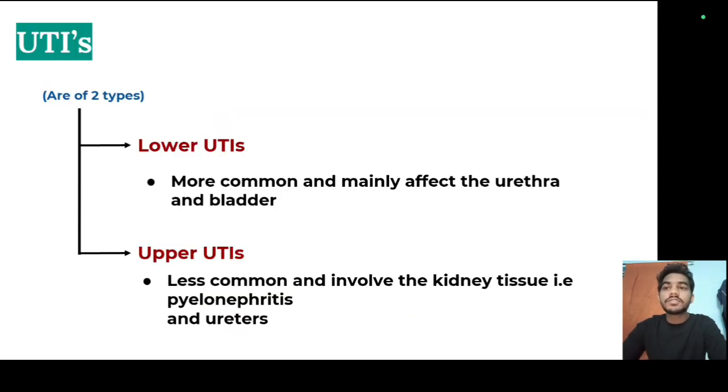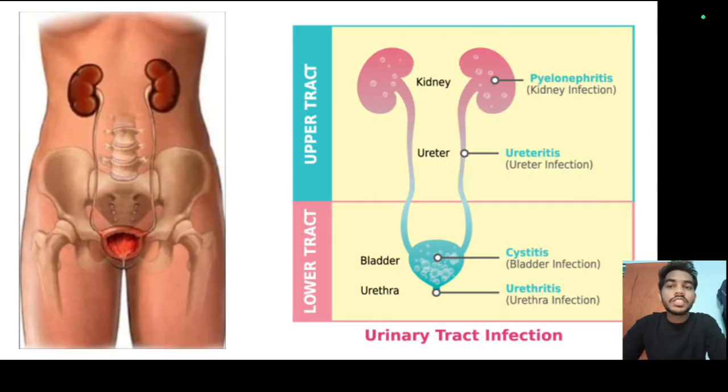UTIs are of two types, the lower UTIs and the upper UTIs. Lower UTIs are more common and mainly affect the urethra and bladder. On the other hand, upper UTIs are less common and involve the kidney tissues, like in pyelonephritis and ureteritis. As you can see in this diagram, the lower urinary tract infection includes cystitis and urethritis, and the upper UTIs include ureteritis and pyelonephritis.